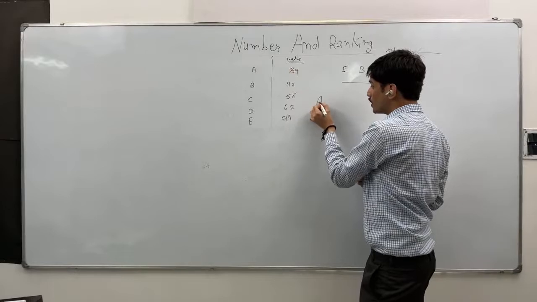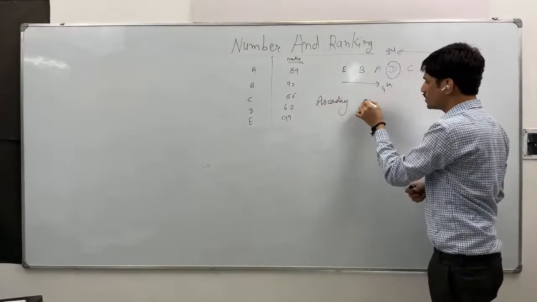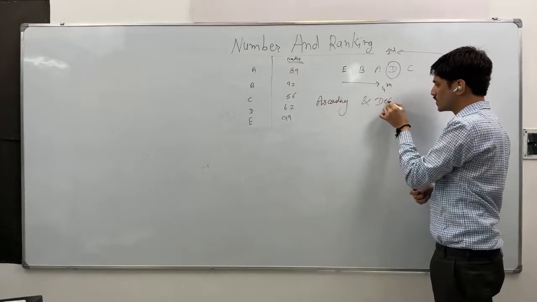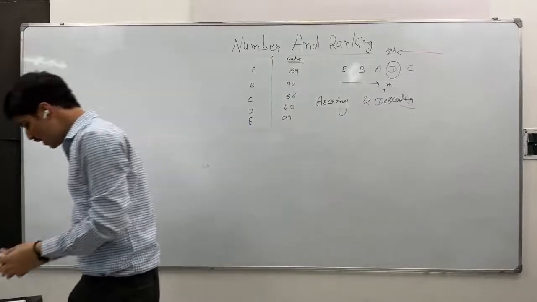Now we'll see two terms. First one is ascending, and next one we'll see descending. What is the meaning of these two terms? Ascending and descending.